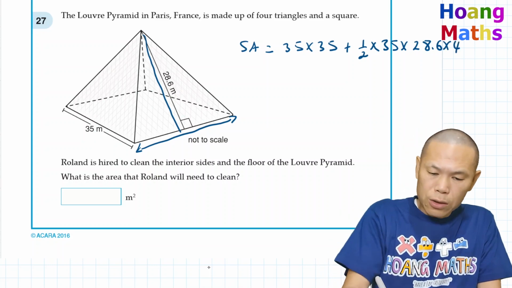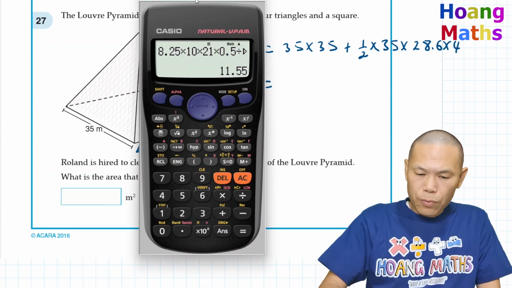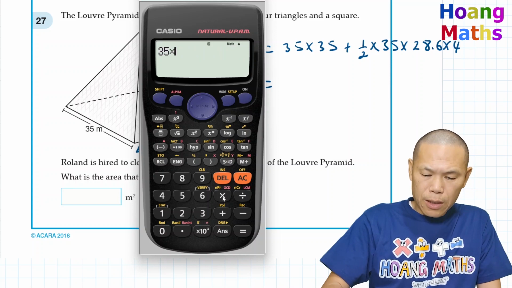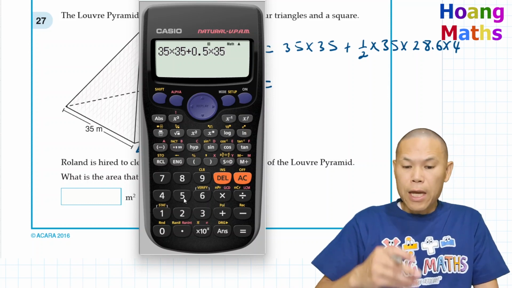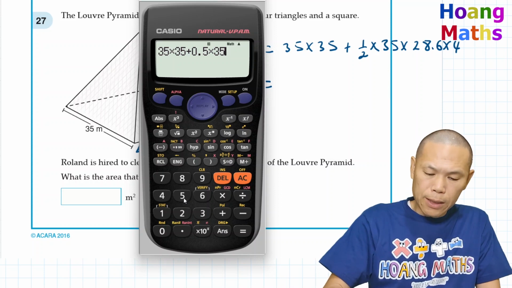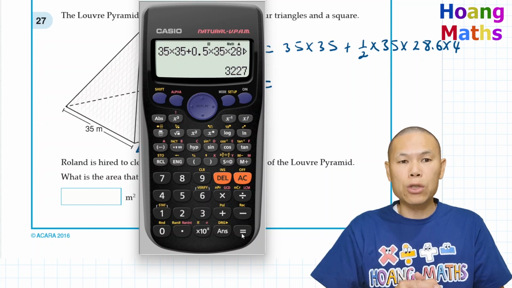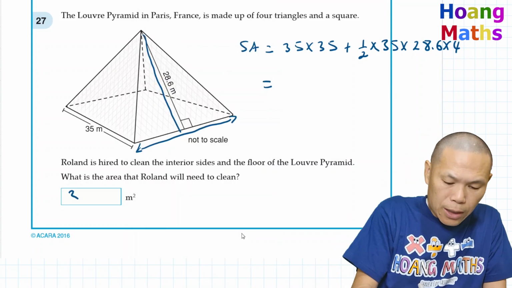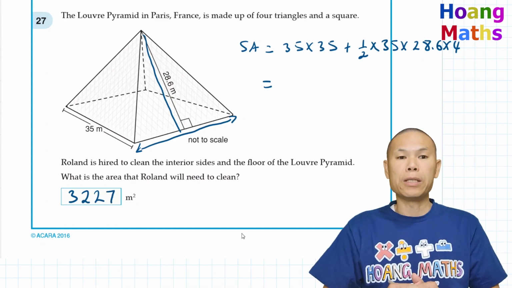That's all it is. So let me just put that on a calculator. I go 35 times 35, we add 0.5 because the half is 0.5, times 35, and then times 28.6, and then we times by 4. So there you go, 3,227. So 3,227 square meters.